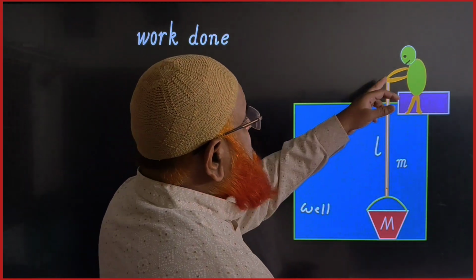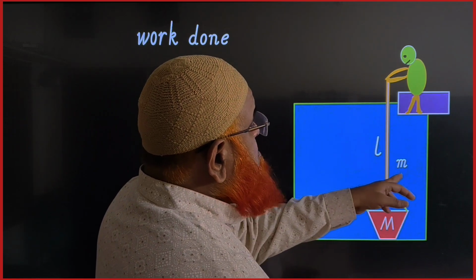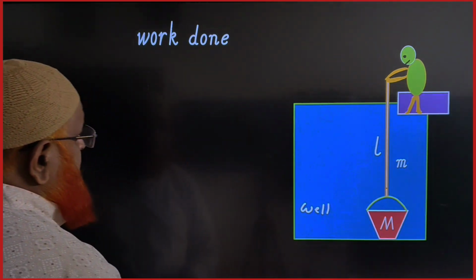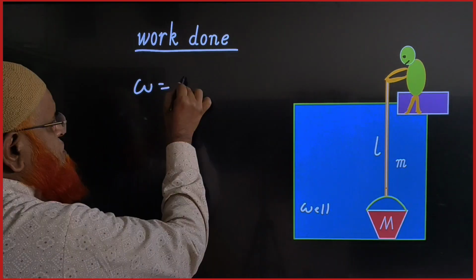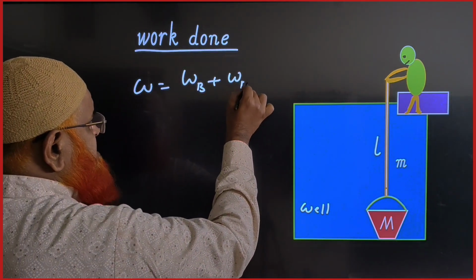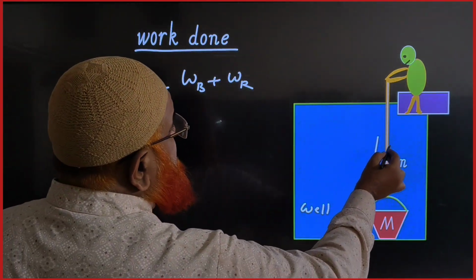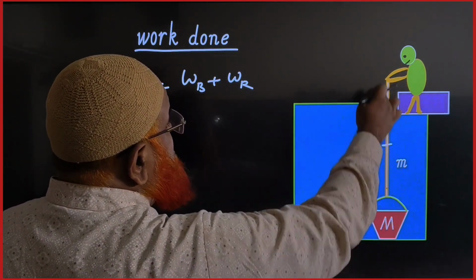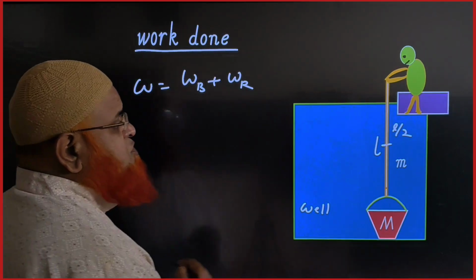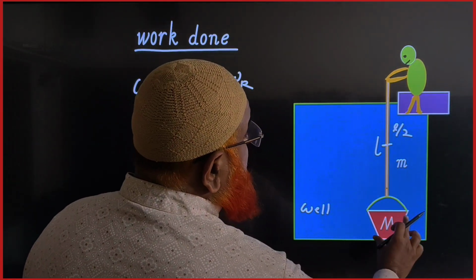Okay, so the length of the rope is given as L. The mass of the rope is m. The mass of the bucket is capital M. So what is the work done by the man? Work done is nothing but work done on the bucket plus work done on the rope also, because the rope has a certain length, but the rope is a uniformly distributed body, so we have to consider only L by 2. Understood? Okay, so the mass of the rope is small m, and the mass of the bucket is capital M.